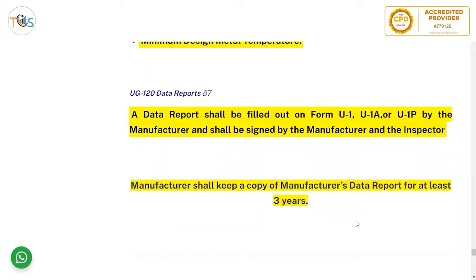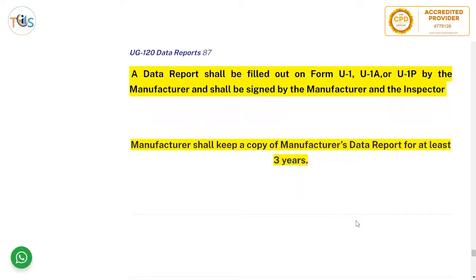Data reports. A data report shall be filled out on form U1, U1A, or U1P by the manufacturer, and shall be signed by the manufacturer and the inspector. The manufacturer shall keep the manufacturer's data report for at least 3 years.